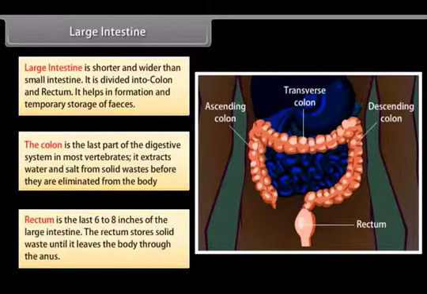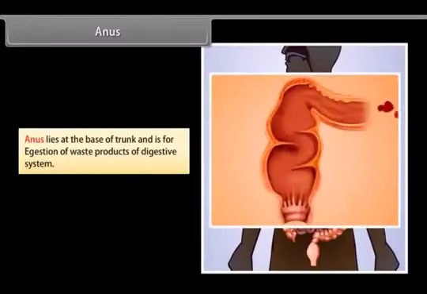Rectum is the last 6 to 8 inches of the large intestine. The rectum stores solid waste until it leaves the body through the anus. Anus. Anus lies at the base of the trunk and is for egestion of waste products of the digestive system.